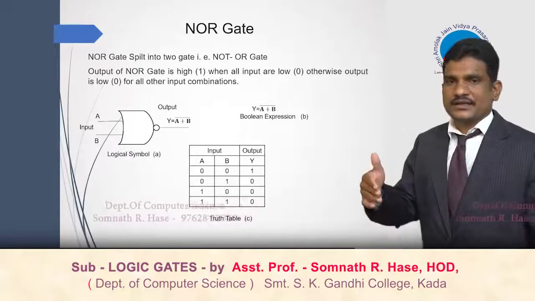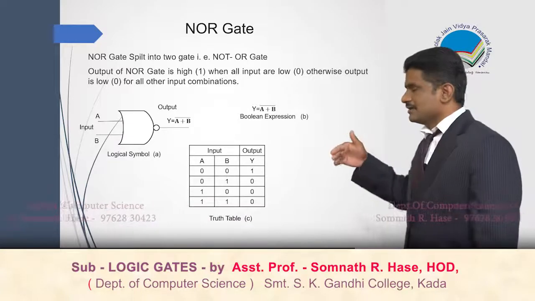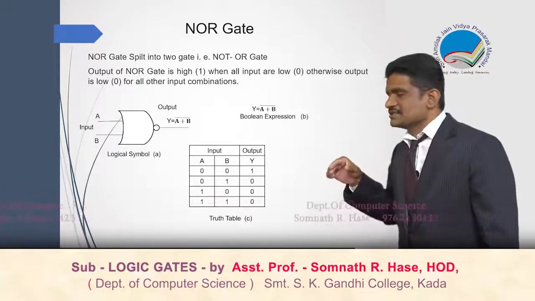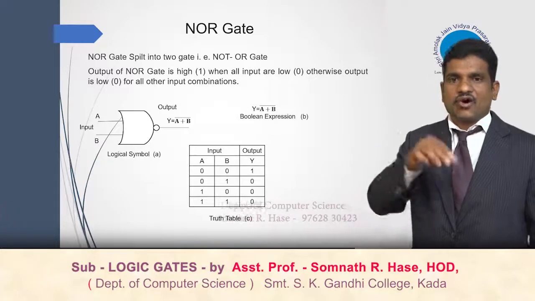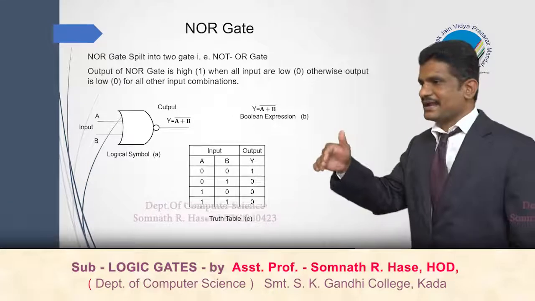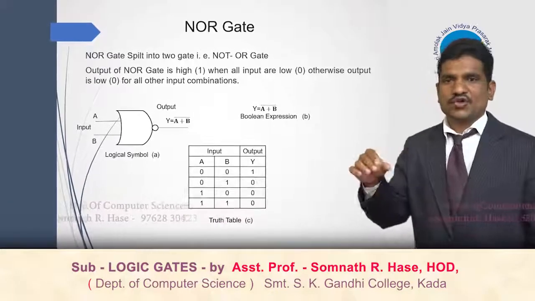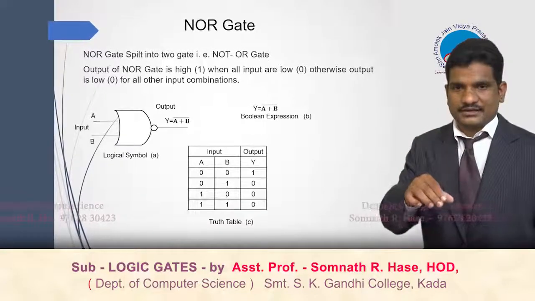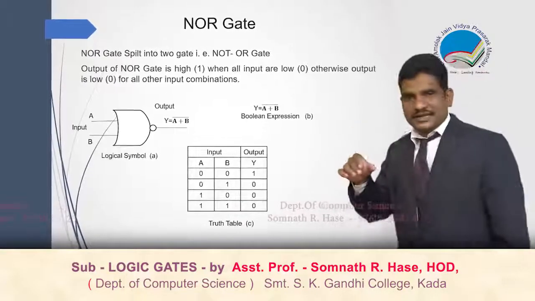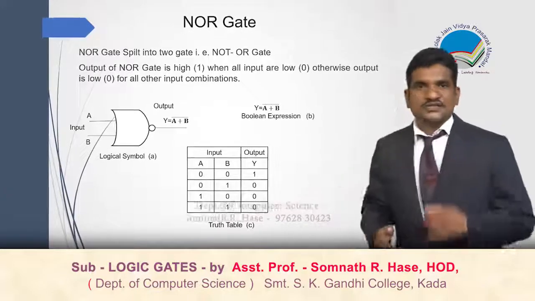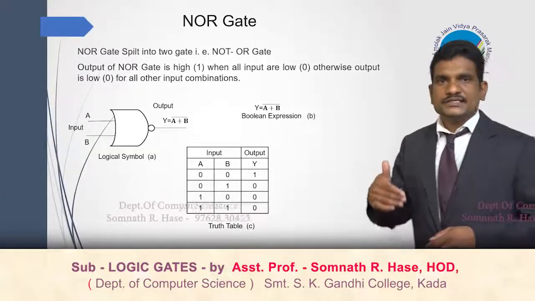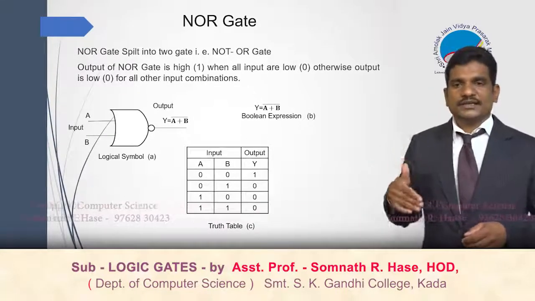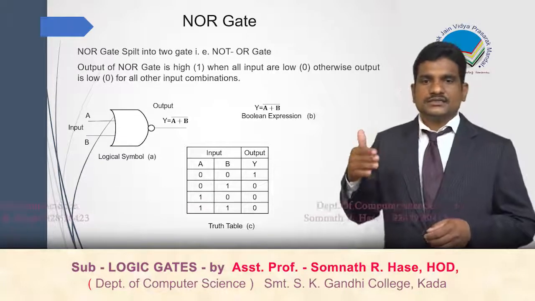The next one is the NOR gate. The NOR gate is also a combination of the NOT gate and the OR gate. Like the NAND gate, it is also a combination of the NOT gate as well as the OR gate. The NOR gate states that when both the inputs are 0, the output is 1. In all other cases, the output is 0.